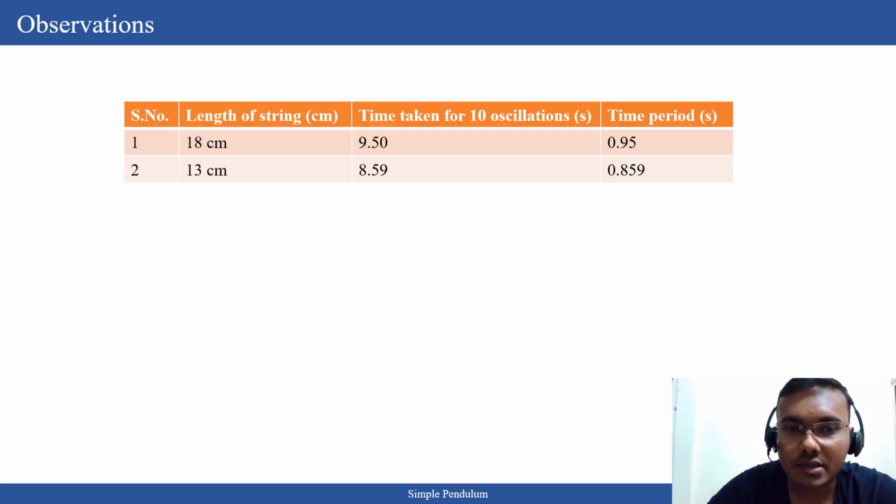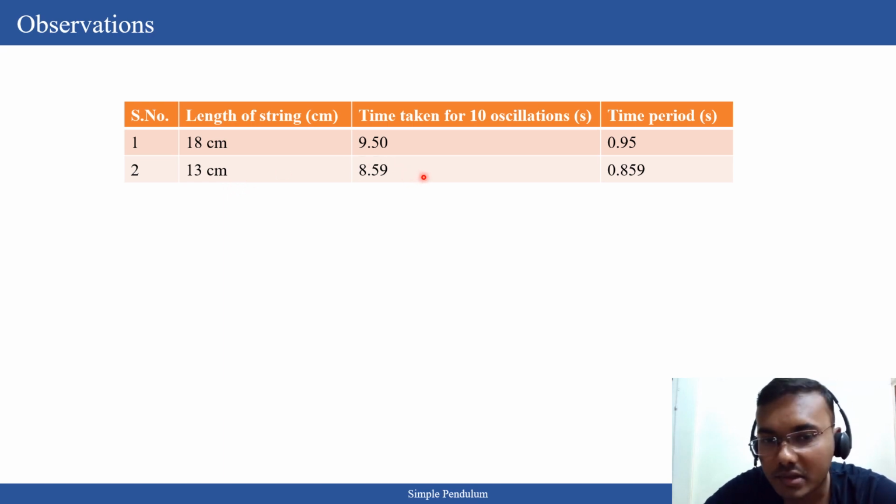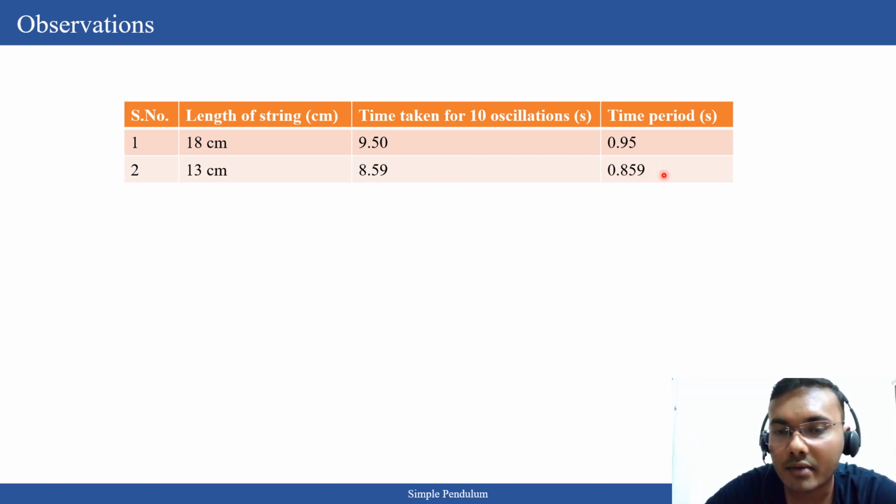So we have two sets of observations. When the string length is 18 centimeter, we see that the time taken for 10 oscillations is 9.50 seconds, and the time period is the total time for 10 oscillations divided by 10, so we get 0.95 seconds. In the second case, we have a shorter string length of 13 centimeter, and the time taken for 10 oscillations is 8.59 seconds, and then the time period is 8.59 divided by 10, that is 0.859 seconds.